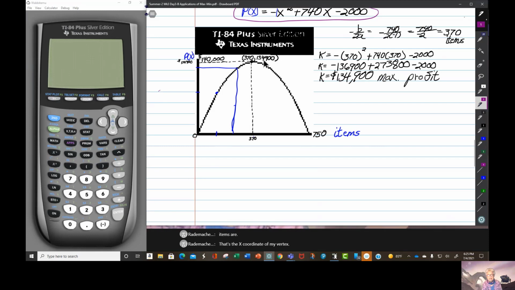Now to find the maximum value, I take 370 and I substitute it for every x, which gives me $134,900. That is my maximum profit.